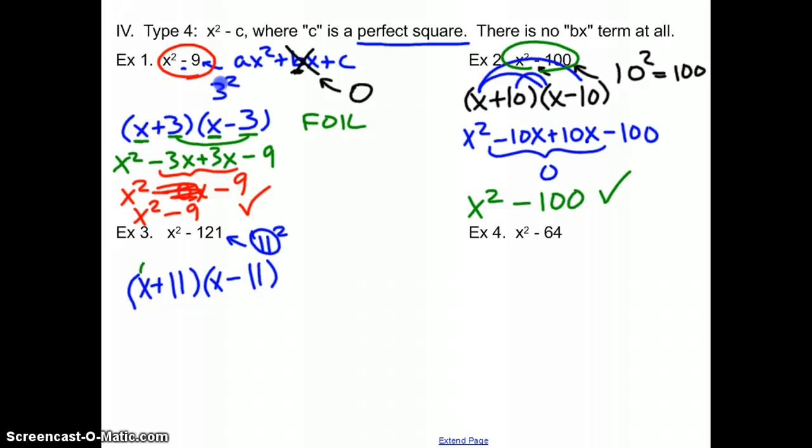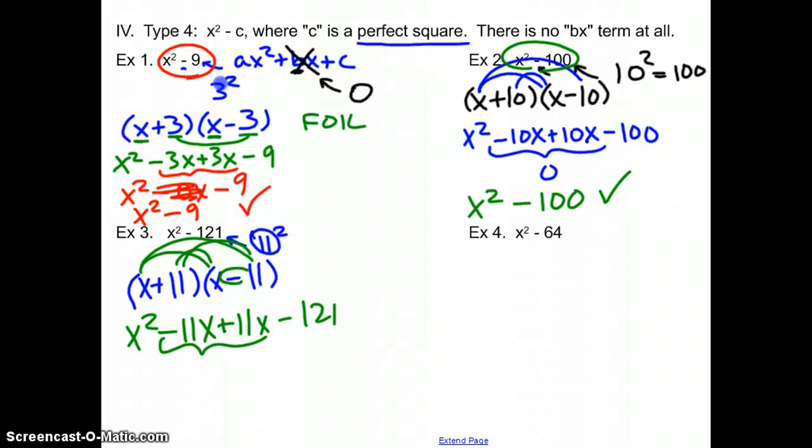Let's go back and FOIL. First, x squared. Outer, negative 11x. Inner, 11 times x is positive 11x. And last, 11 times 11 is a negative 121 because this second one has a negative value. Combine my like terms. It leaves me with x squared, this middle term is 0, minus 121. Look back at my original problem, and once again it checks out.